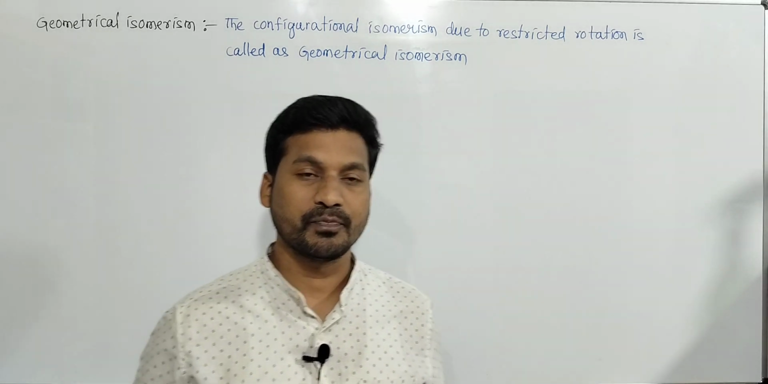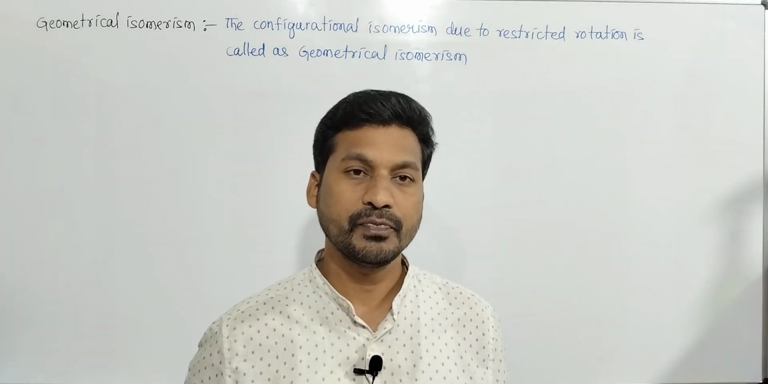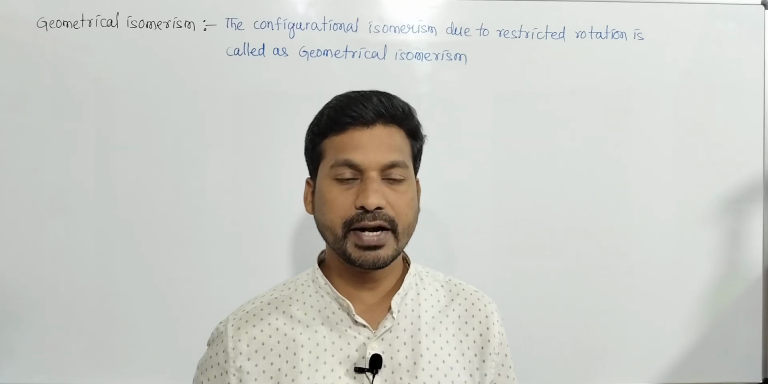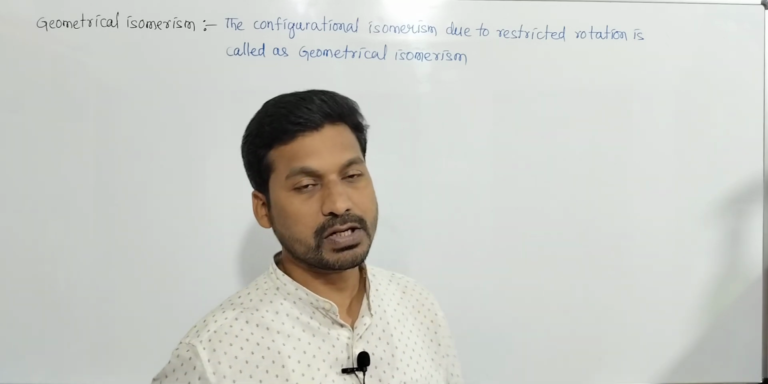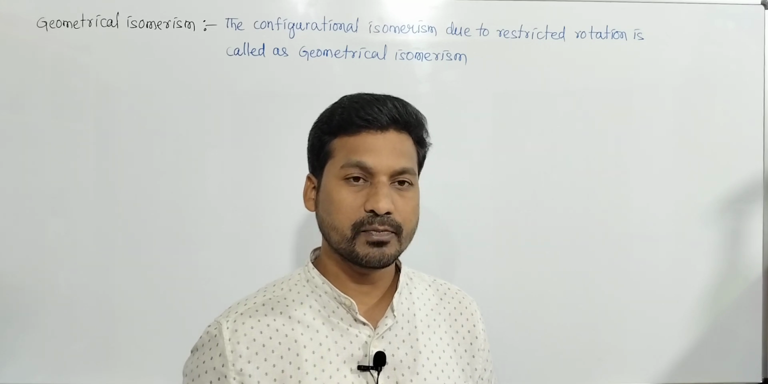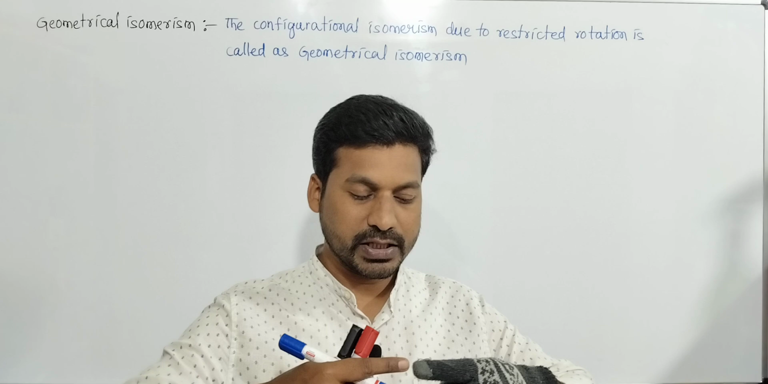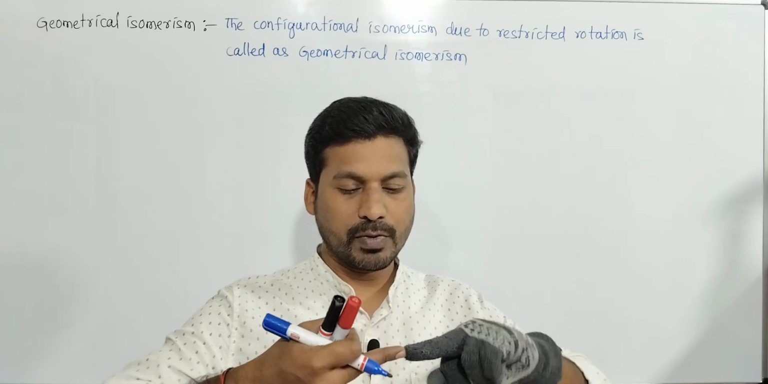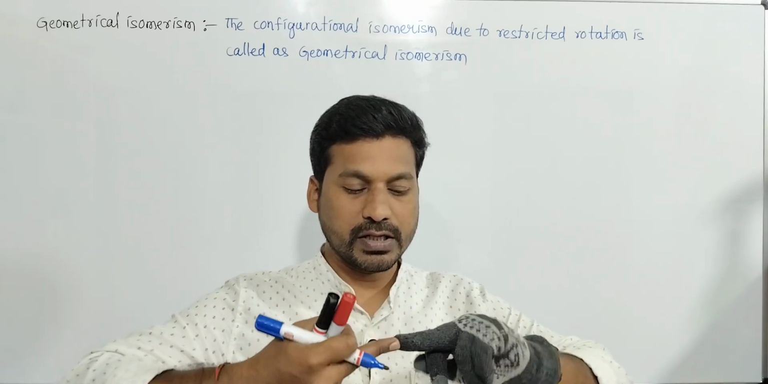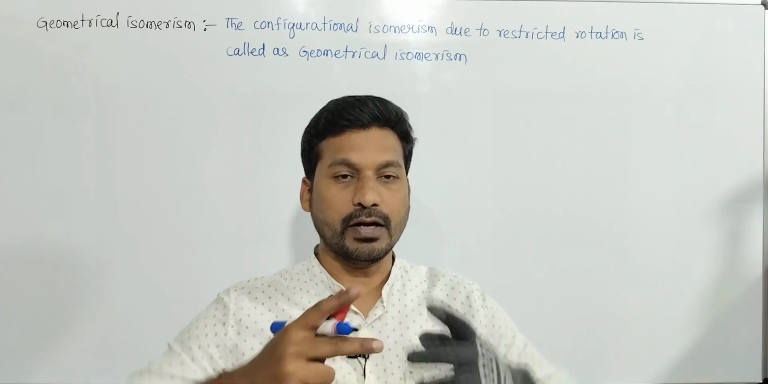Geometrical isomerism. Geometrical isomerism is the configurational isomerism which is due to restricted rotation. Restricted rotation means carbon-carbon single bond rotation is restricted due to formation of a pi bond or due to formation of a cycle.